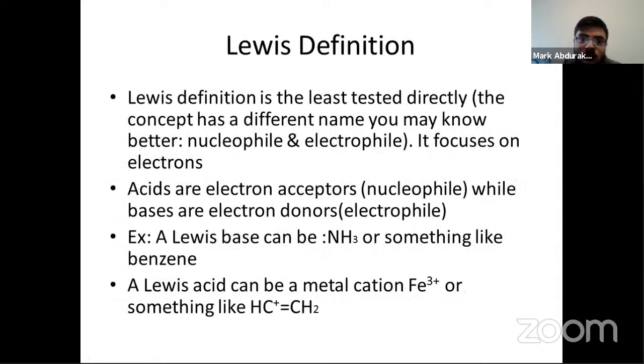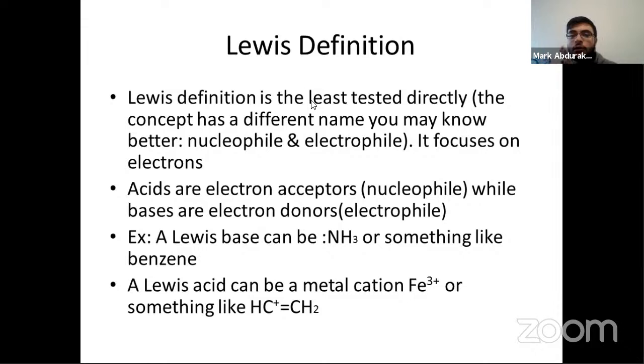And the last definition we want to cover is the Lewis definition. The Lewis definition is the one that will be least tested directly. The concept has a different name that you may know better from organic chemistry, called nucleophile and electrophile. As the name may suggest, it focuses on electrons. Acids and bases are electron acceptors, like nucleophiles, while bases are electron donors, like electrophiles. Okay. And so when you see a question that tests on nucleophiles and electrophiles, it's not really an acid and base question. The idea is the same as acids and bases according to this definition, but you may not have learned it that way, and it's not really tested that way. So I would really think of nucleophiles and electrophiles as a different topic in organic chemistry from acids and bases.